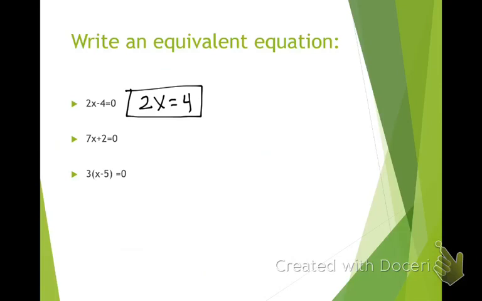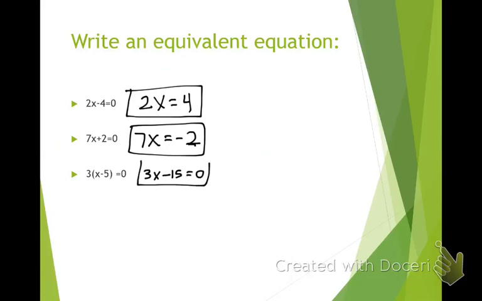For the second one, I just used the subtraction property of equality to subtract 2 from both sides. So I got 7x equals negative 2. Again, your solution could be different. That's just one equivalent equation. And for the third one, I just distributed the 3. So I got 3x minus 15 equals 0. And so again, that's just one equivalent equation. There are many, many, many different answers to this question. But these are just some possibilities for you.